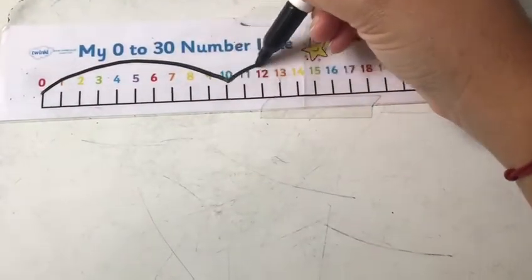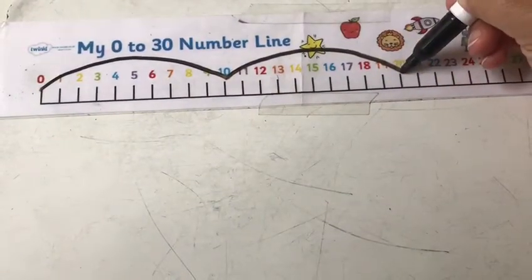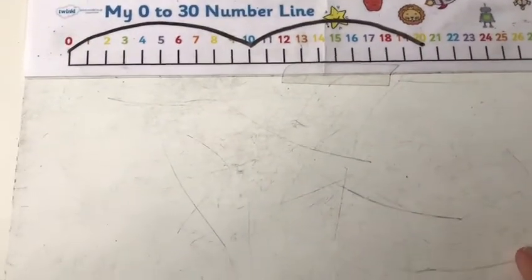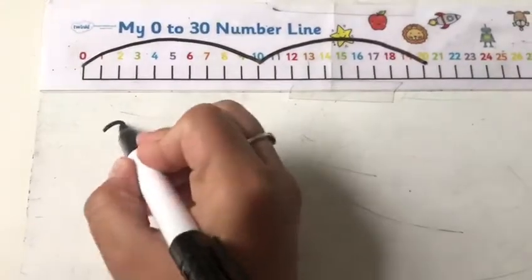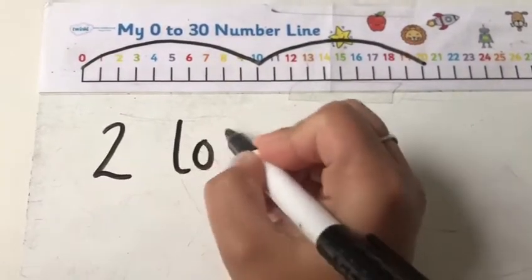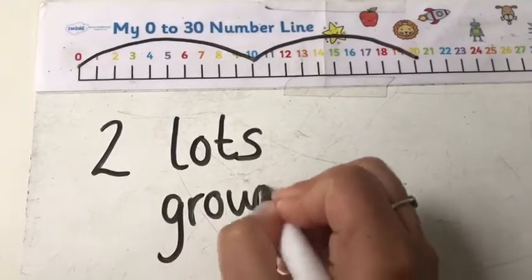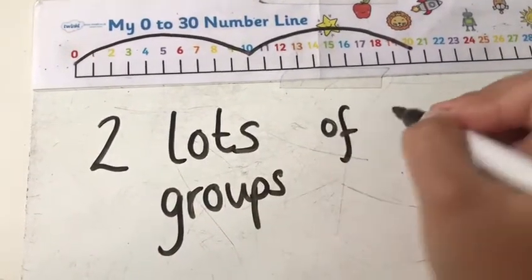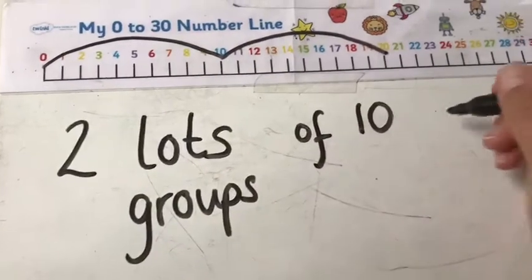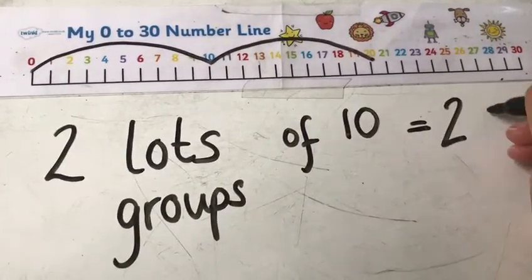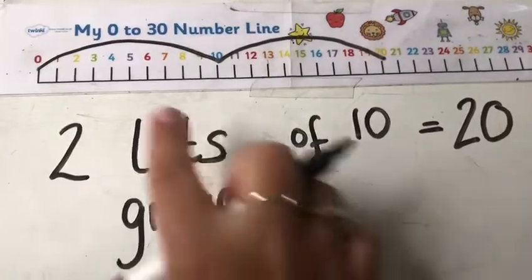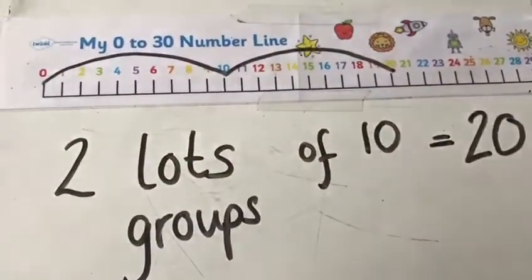10, 20, which means that 2 lots or 2 groups of 10, because I was counting in 10s, is 20. Same answer, but I've done fewer jumps because my jumps are bigger.